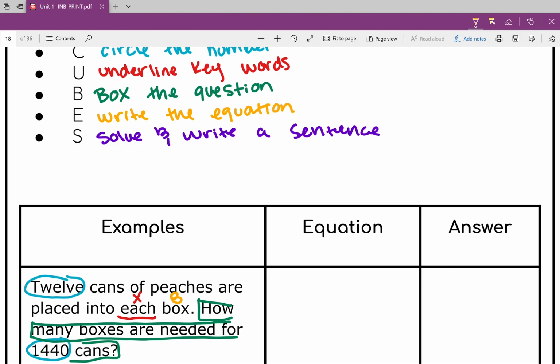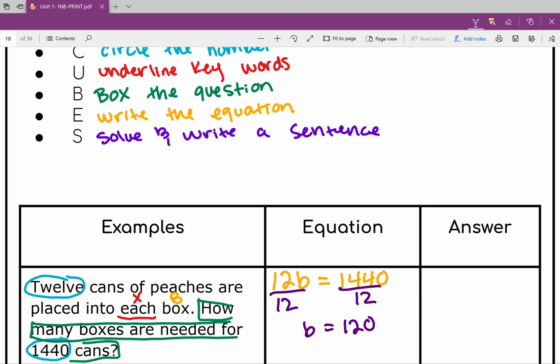So it says 12 cans of peaches are placed in each box. So 12, we said each is times, and then B is box. So 12B. Remember, if we don't see anything between a number and a variable, that just means to multiply. And then that is equal to 1440. Okay, so we wrote our equation. Now it's time to solve. So this is a one-step problem, so all we're going to do is divide by 12. So that means B is equal to 120.